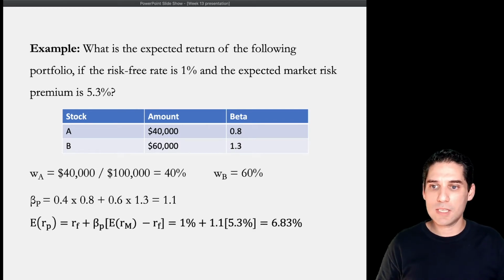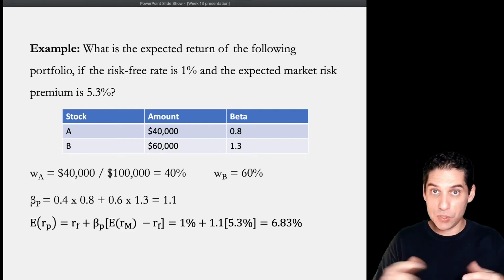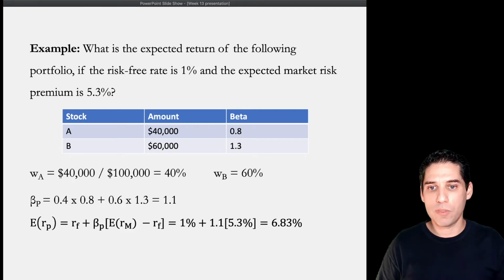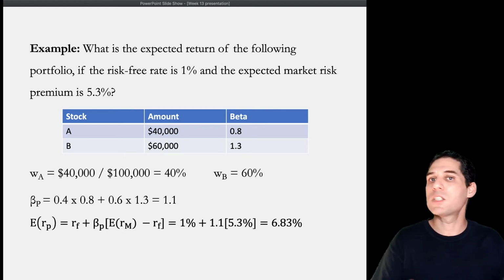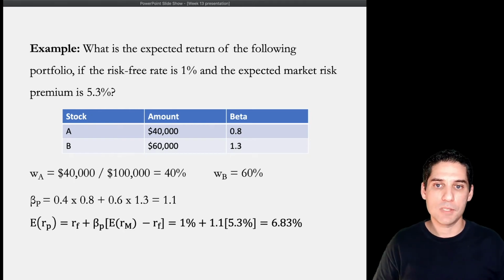So let's plug this into the CAPM formula. Instead of individual stocks, we are computing a portfolio's expected return. So R_P, the portfolio return, is the risk-free rate, which the question tells us is 1%, plus the beta of the portfolio we just found, 1.1, times the expected market risk premium, which is directly given by the question, 5.3%. And that gives us 6.83% as our expected return from this portfolio of two stocks.